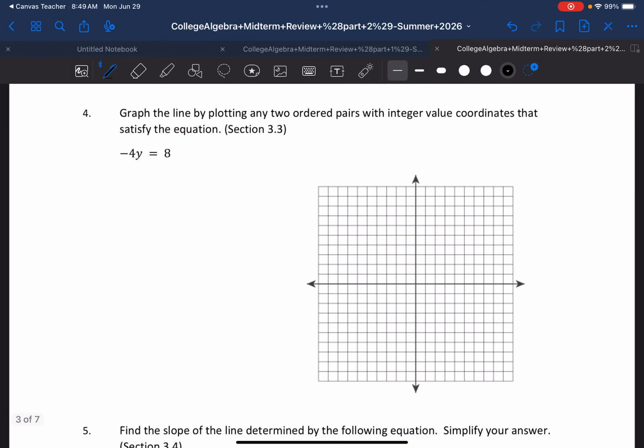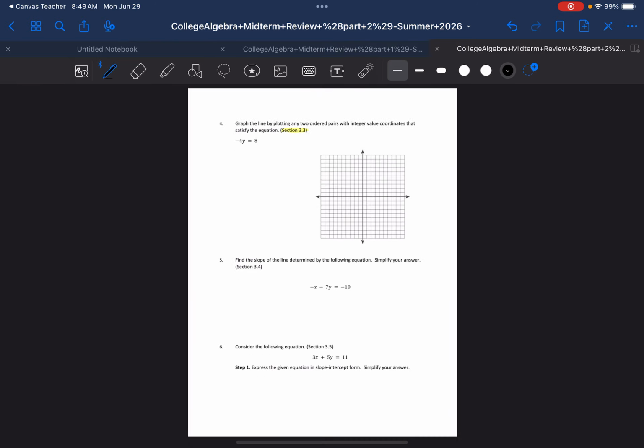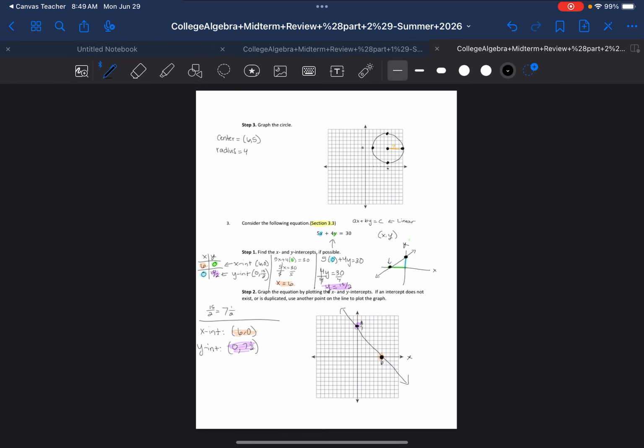Okay, number 4 says to graph the line by plotting any 2 ordered pairs with integer value coordinates that satisfy the equation. So this is also, again, 3.3, just graphing lines. Notice that this equation only has one variable. There's no x. So whenever you have one variable, this is either going to give you a horizontal line or a vertical line, not a slanted line like we just saw in the previous example. This is a slanted line.